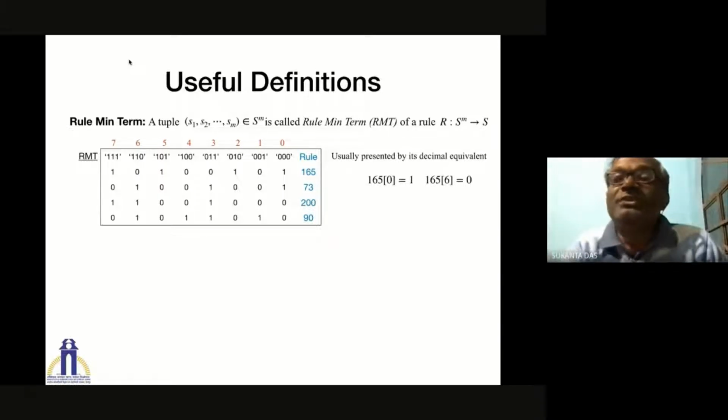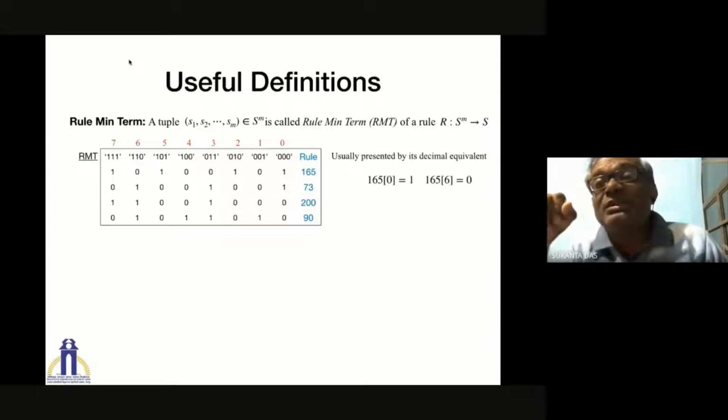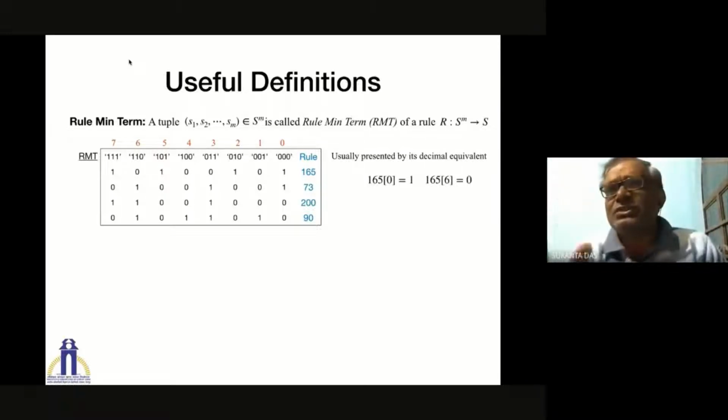So this is a way of representing. Sometimes we represent in this fashion. So 165 within third bracket 6. What I want to mean here is that 165 is my rule and 110 is my argument of the rule, and that is equal to 0. Okay. So this convention we shall follow also.